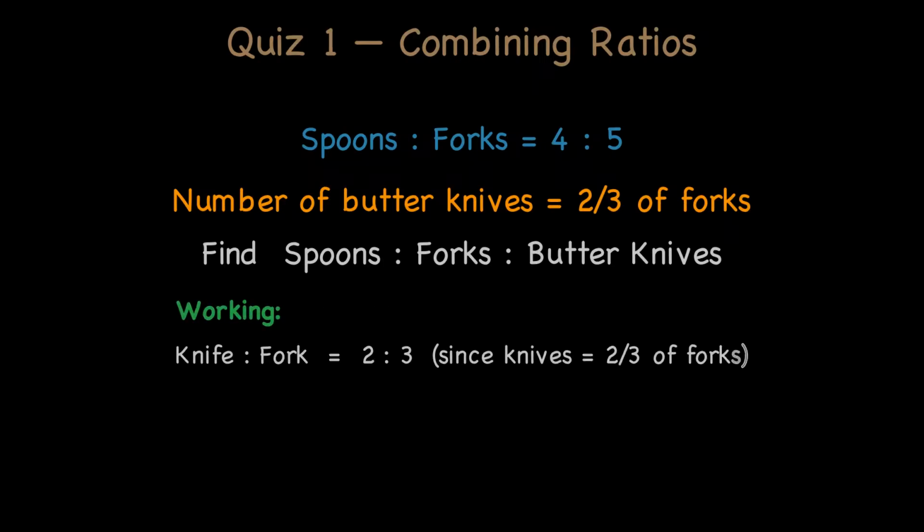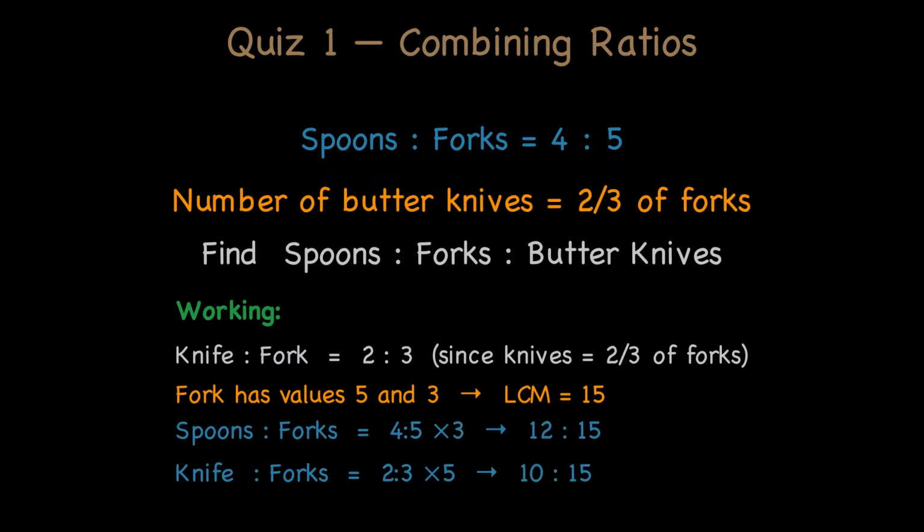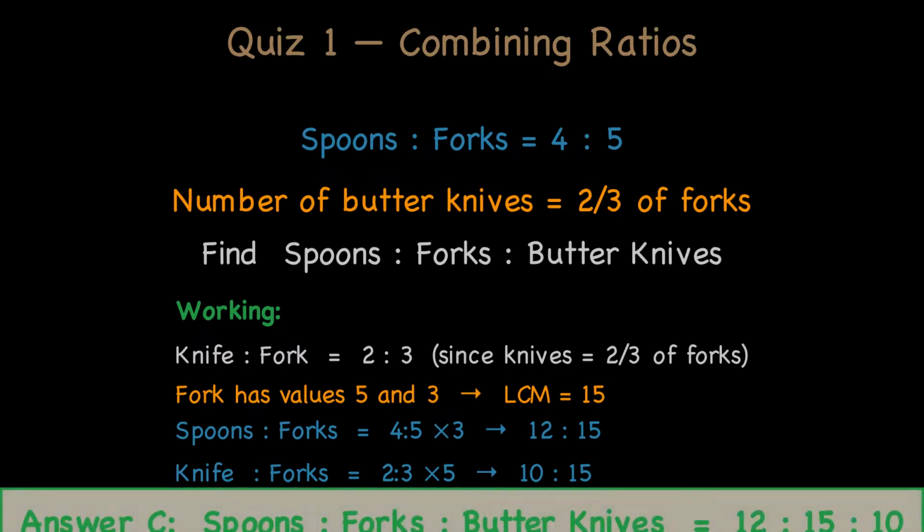Let's work through it. Since butter knives equals 2/3 of forks, the ratio knife to fork is 2 to 3. Now forks appear in both ratios with values 5 and 3. LCM of 5 and 3 is 15. Scale spoons to forks by 3. Get 12 to 15. Scale knife to fork by 5, get 10 to 15. The answer is C. Spoons to forks to butter knives equals 12 to 15 to 10. Well done if you got that.